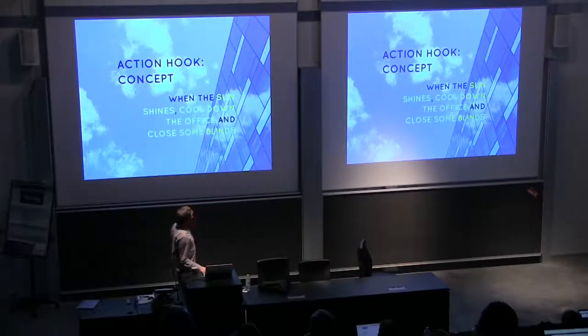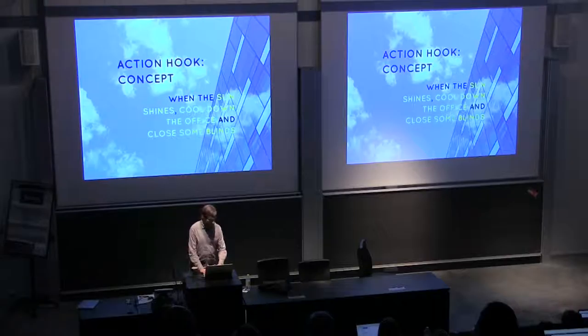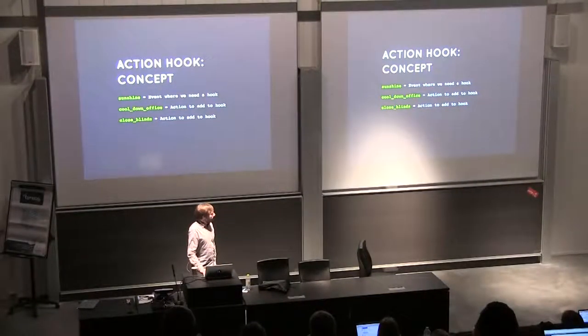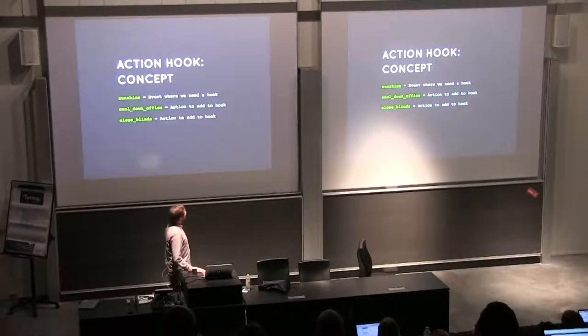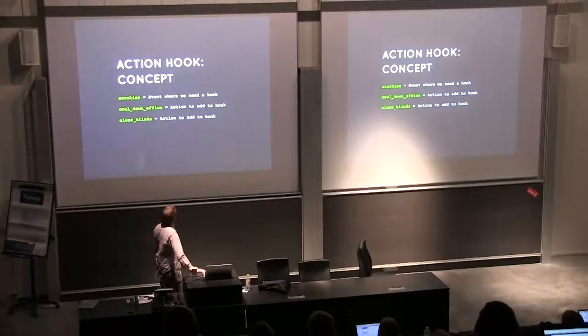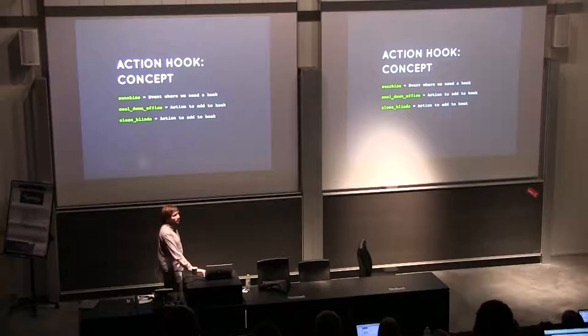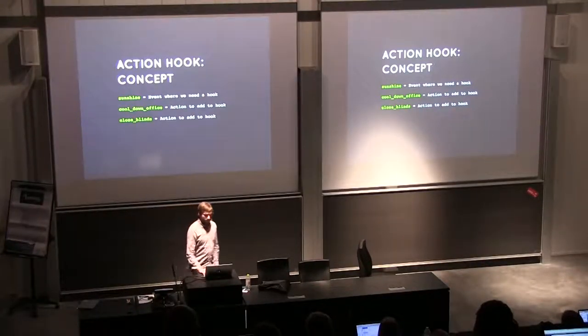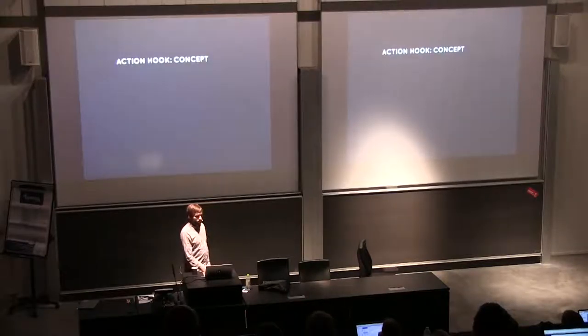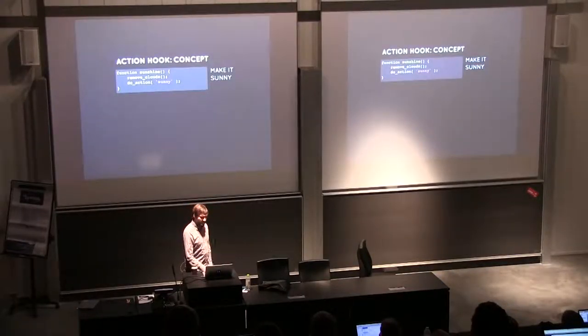So the sun shining is the event that's happening, and then I've got two actions that I want to add to that event. I want to cool down the office and close some blinds. So to summarize, for sunshine, I need a hook. Cool down office and close blinds are probably functions I want to call through this add_action. So let's have a look at that code.